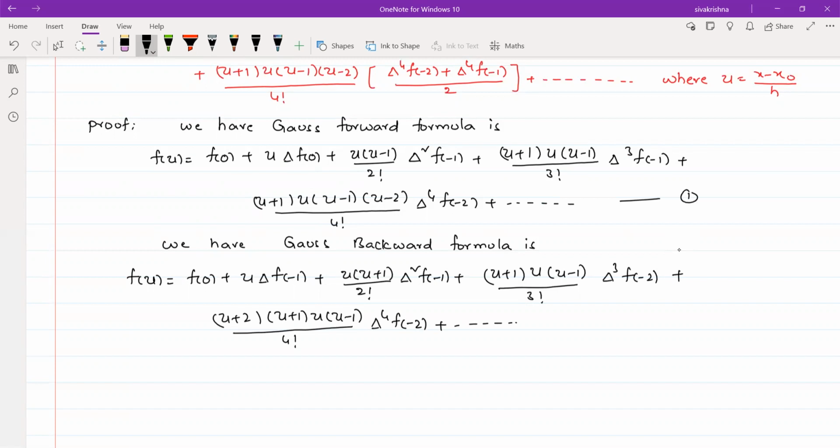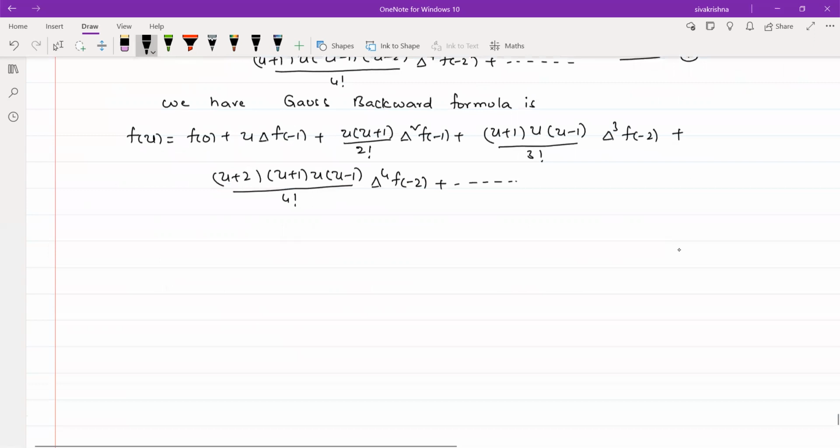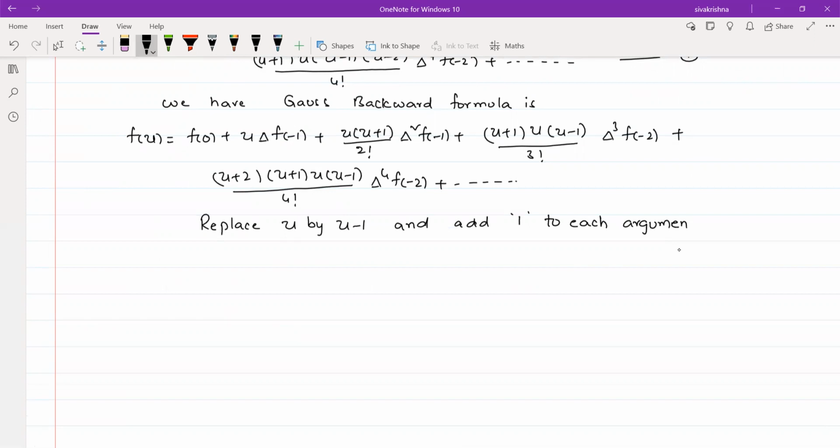In this Gauss backward formula, we have to make two changes. The first change is we have to replace u by u minus 1, and add 1 to each argument. Here arguments are the values of x, and the values of y are named entries. These two changes are to be made on the RHS of the Gauss backward formula.